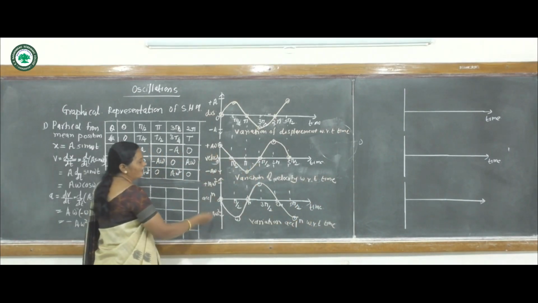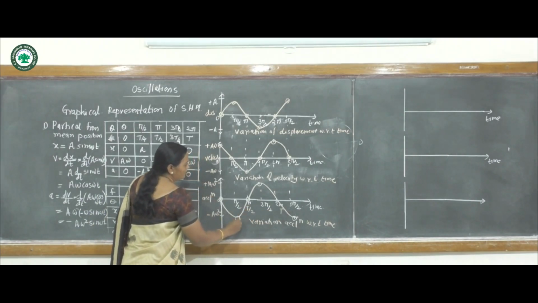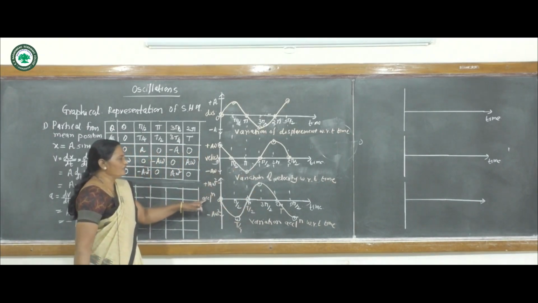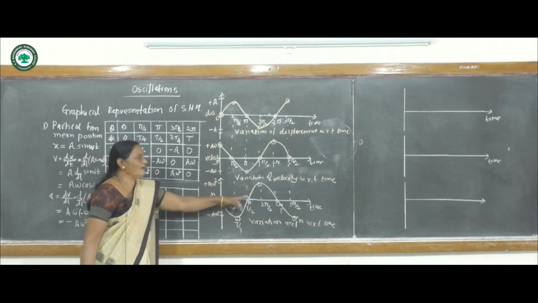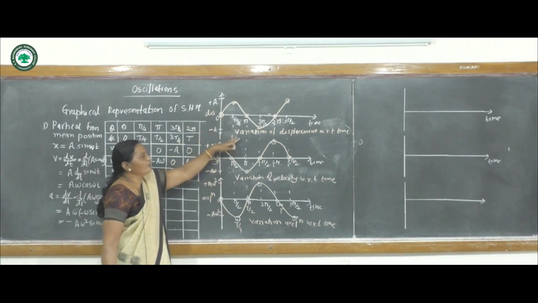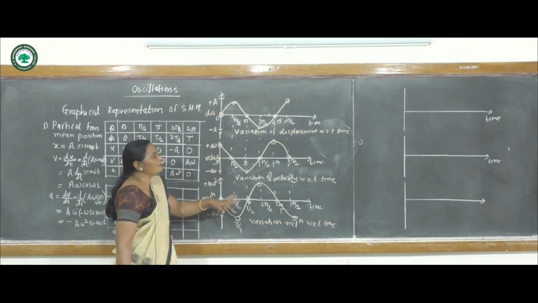Now here we take the value capital T, then here T by 2, this is T by 4, etc. The acceleration varies between the maximum and minimum value, plus a omega square and minus a omega square, and the acceleration can be represented like this. These are three waves. They are called sine wave, cos wave, etc. Now see, the displacement is a sine wave, and the acceleration is also a sine wave, but in the opposite direction.